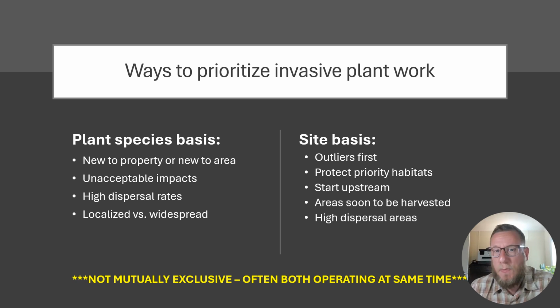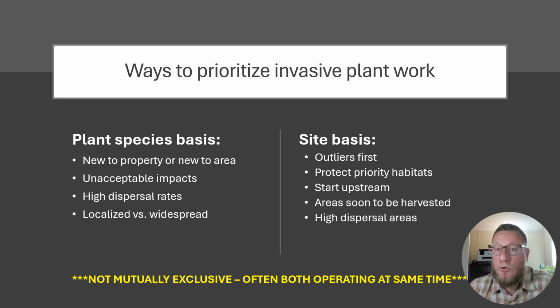And for site basis, you might want to consider managing outlier populations first. And again, we'll talk more about that in greater detail in a minute. But really prioritizing small populations on the fringe or on the outskirts of more core, larger infestations. You might want to prioritize special habitats. You might want to prioritize populations upstream, as they'll constantly be dispersing propagules downstream.